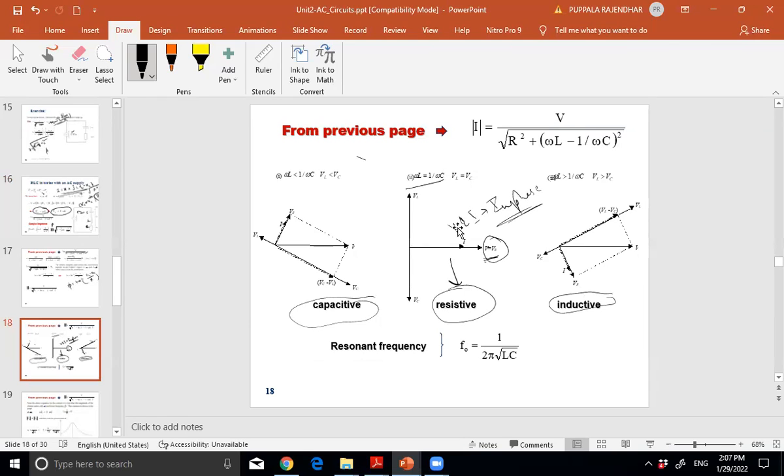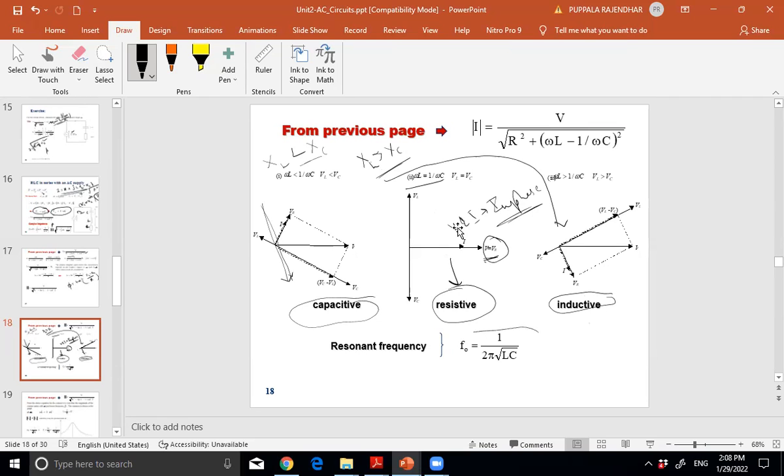Now, XL is greater than XC. Then what happens? The circuit is inductive in nature. If XL is dominating, then the circuit is inductive in nature. And if XL is less than XC, the circuit is capacitive in nature.